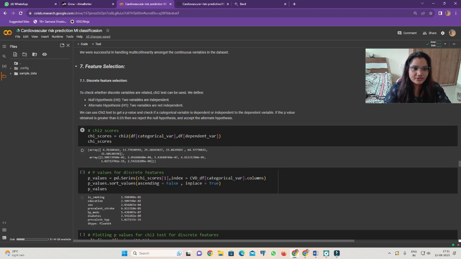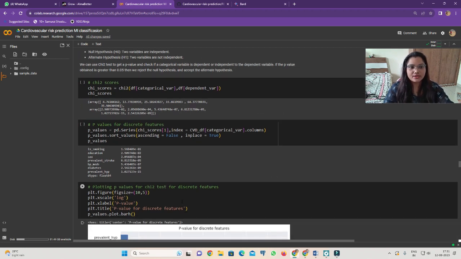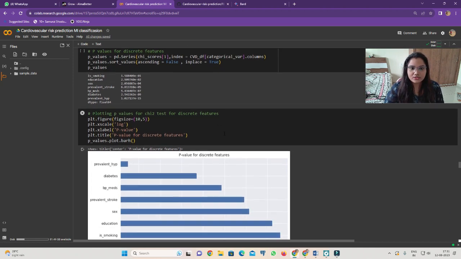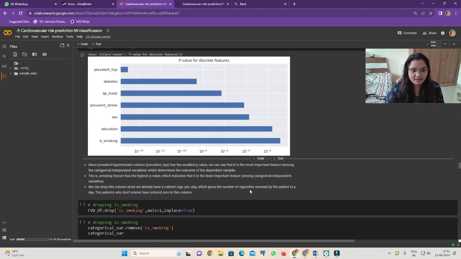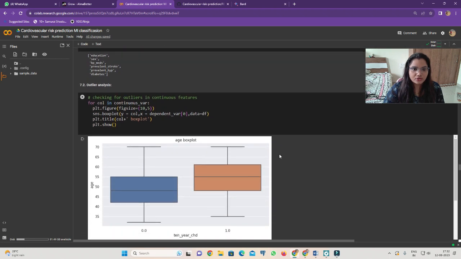In feature selection we take the null hypothesis that the two variables are independent, and the alternative hypothesis that the two variables are not independent. Then we get the chi-square score and the p-value for the discrete features, then plot the p-values of the chi-square test for the discrete features. Here we can see that the prevalent hypertension column has the smallest p-value. We can say that it is the most important feature among the categorical independent variables which determine the outcome of the dependent variable. Then we are dropping is smoking, then dropping smoking also, then checking for outliers.